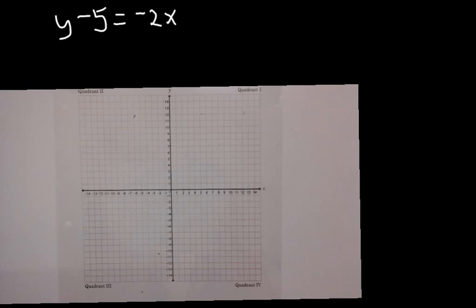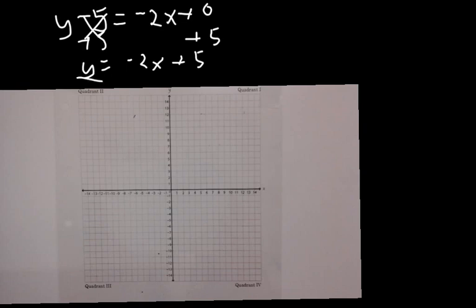Y minus 5 equals negative 2x, and you say, wait, that's not slope-intercept form. So we have to do some work with that. What we're going to do is add 5 to both sides. And I put it over here because we could have put plus 0, the way it's written here. So that would be a 0 pair. So y would equal negative 2x plus 5. And now it's in slope-intercept form here.